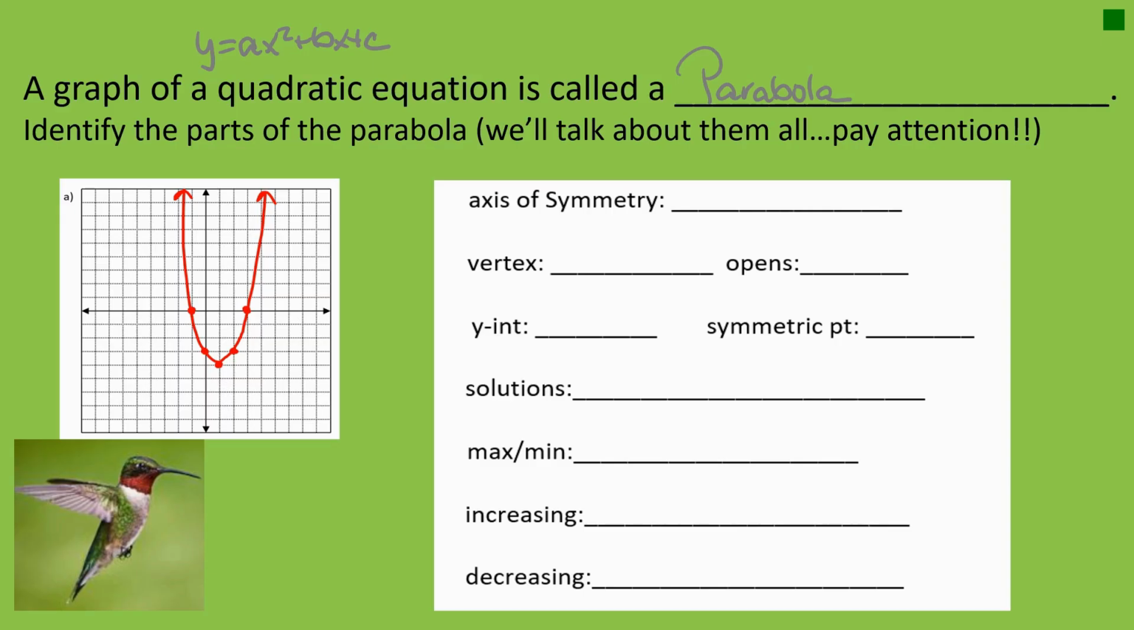It's invisible. You can't see it, but we can put it in there. It is a vertical line that goes right through the middle. If you folded that, the left side and the right side would equal each other. That's what symmetry is. It's basically the same on the left and the right.